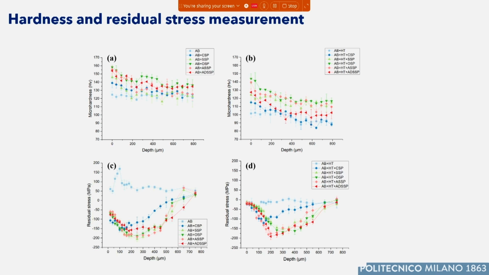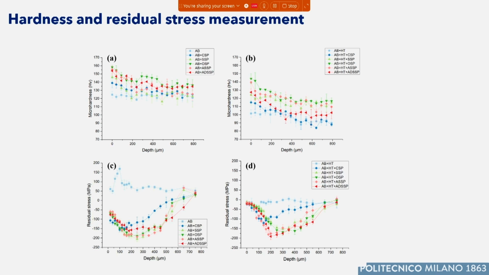While if we compare conventional shot peening and the other shot peening treatment, we can notice a difference by increasing the severity of the treatment. At the same time, considering ASSP and ADSSP, the treatments we are interested in in this study, we see that the result is similar to what we can get by means of SSP.